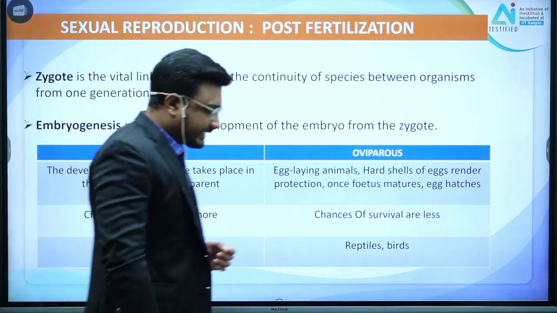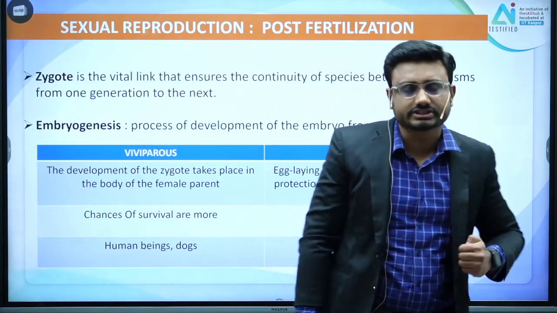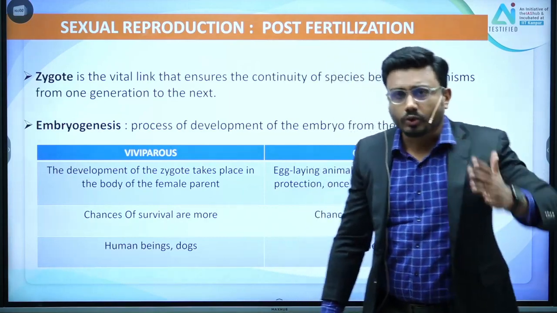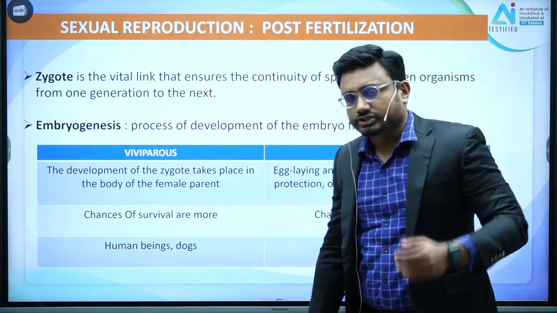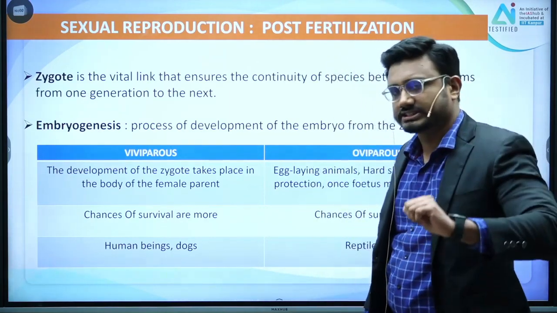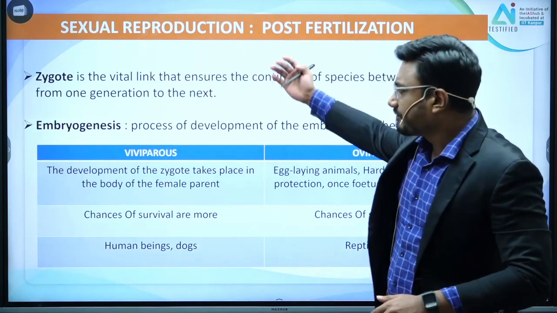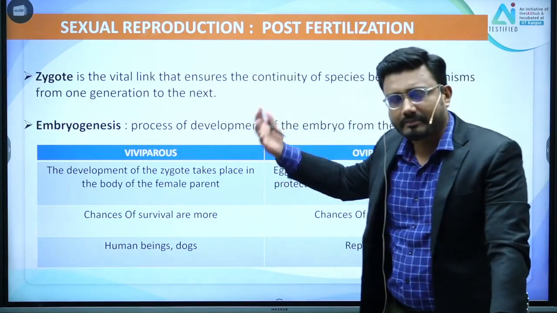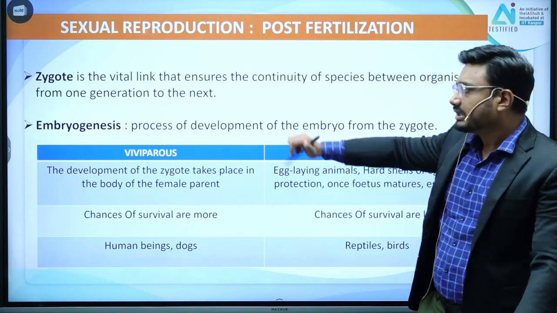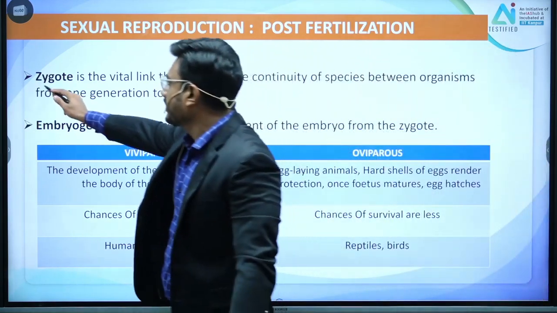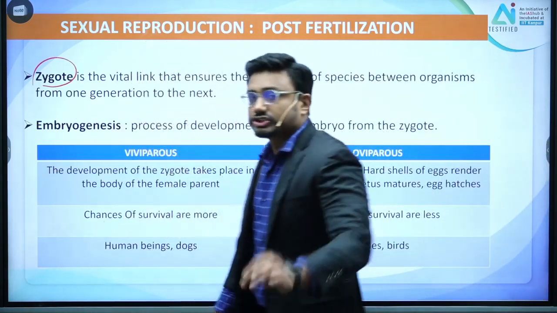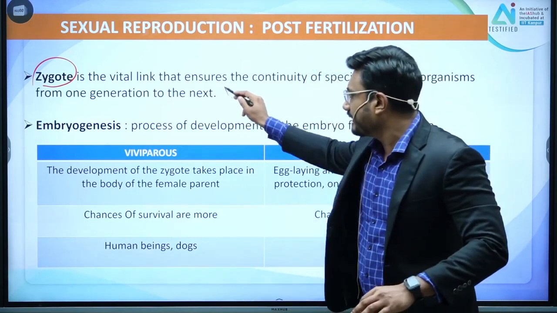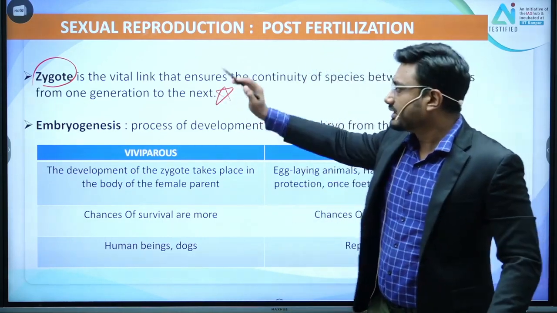So now the next process that is happening in the case of sexual reproduction is the post-fertilization events. This happens after the fertilization process has happened. So after the fusion of the male and female gamete, that is also known as fertilization, the zygote is formed. This statement is a very important statement, so let's go through it.